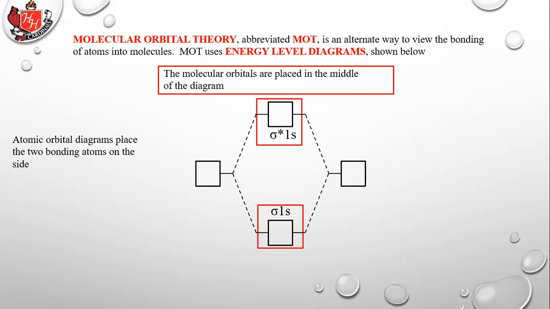The molecular orbitals are placed in the middle of the diagram. Now the significance is not that they're in the middle. The significance is that one of them is up above the boxes for the atomic orbitals, those two on the side, and one of the boxes is down below. The box down below is called the bonding orbital. That is at lower energy than the two individual atoms that are being bonded.